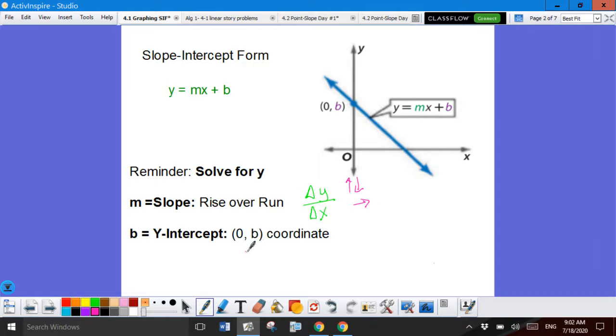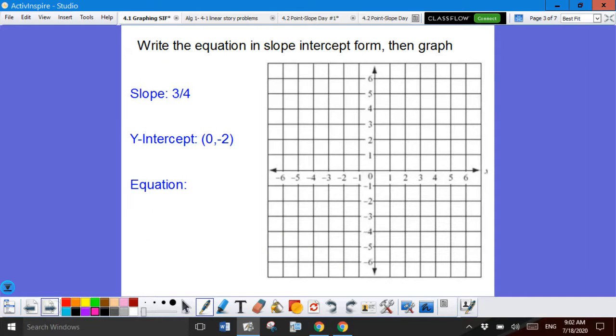And the y-intercept is going to be our b. So the y-intercept, which is the first point that we're going to start with, is always going to lie on the y-axis. Okay, so we're always going to start with our b for beginning. The b is for beginning, so that's always a good place to start.